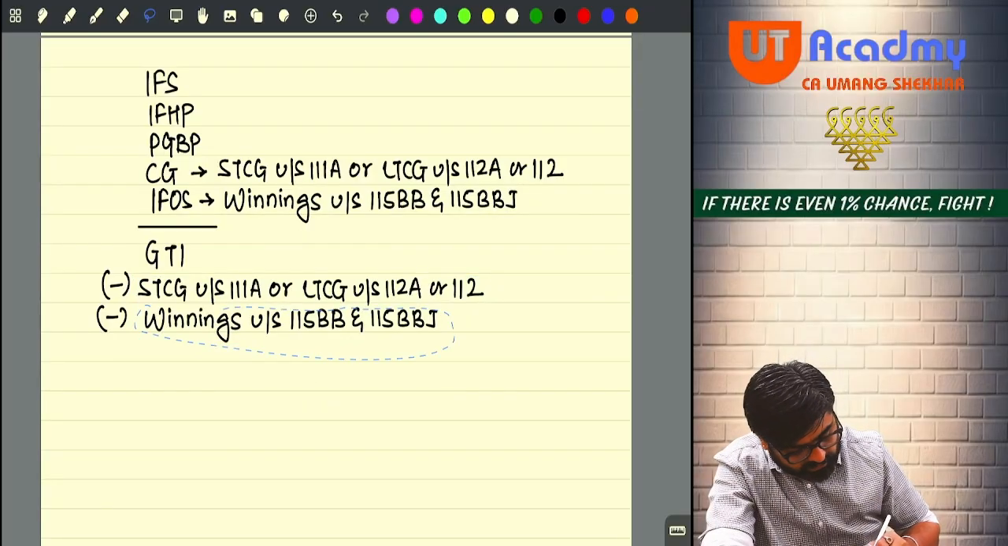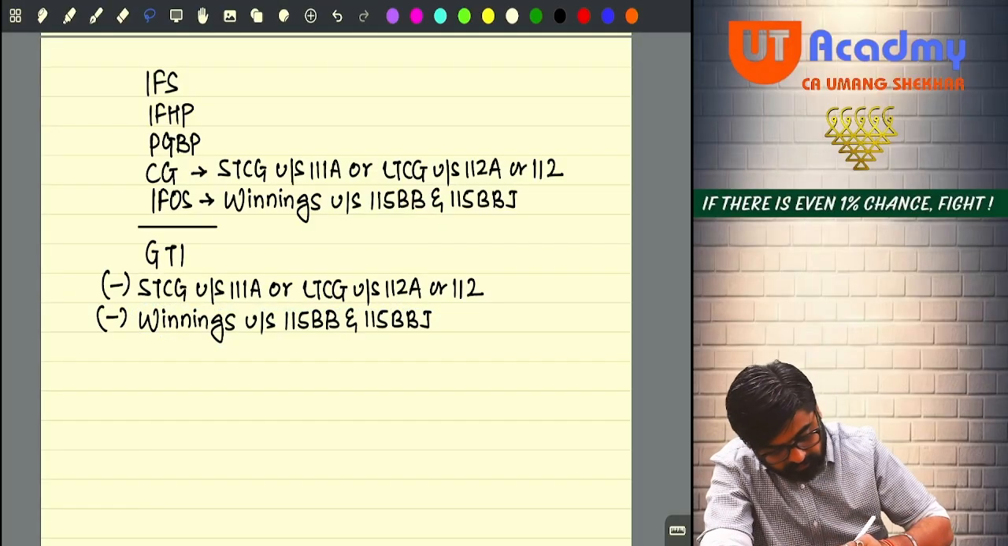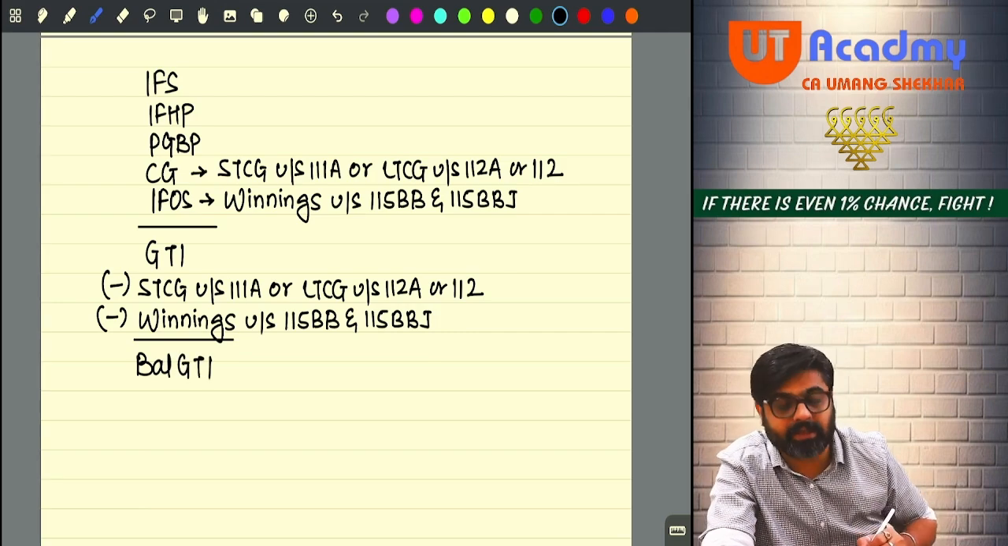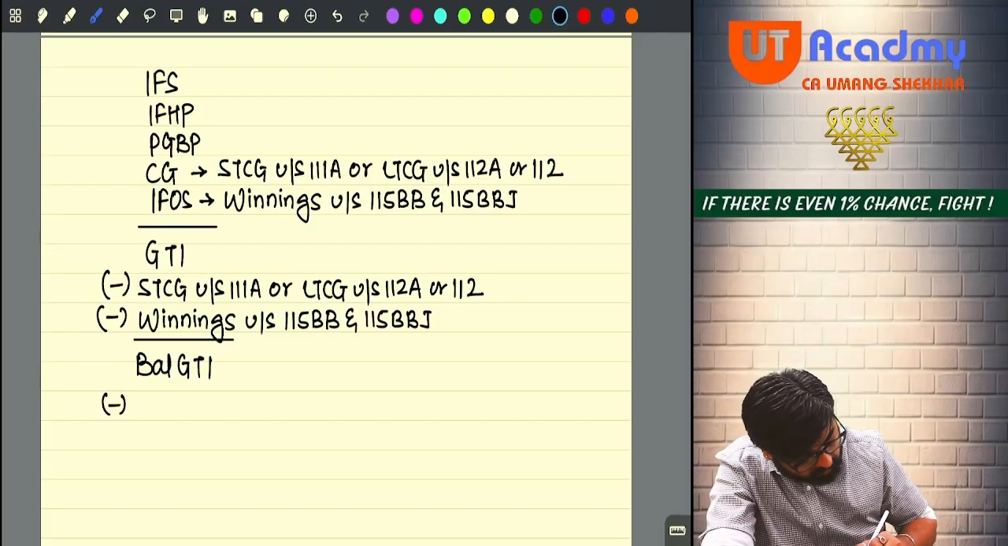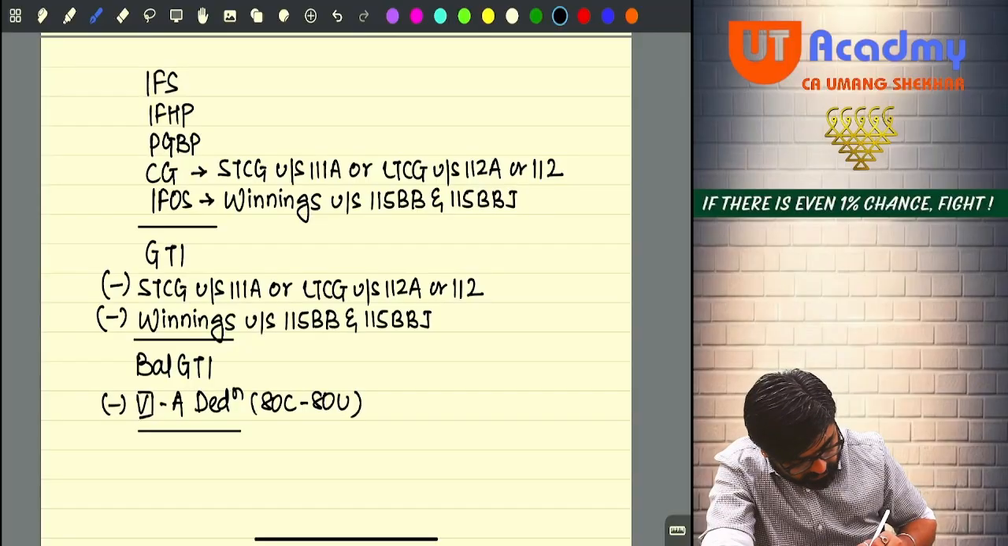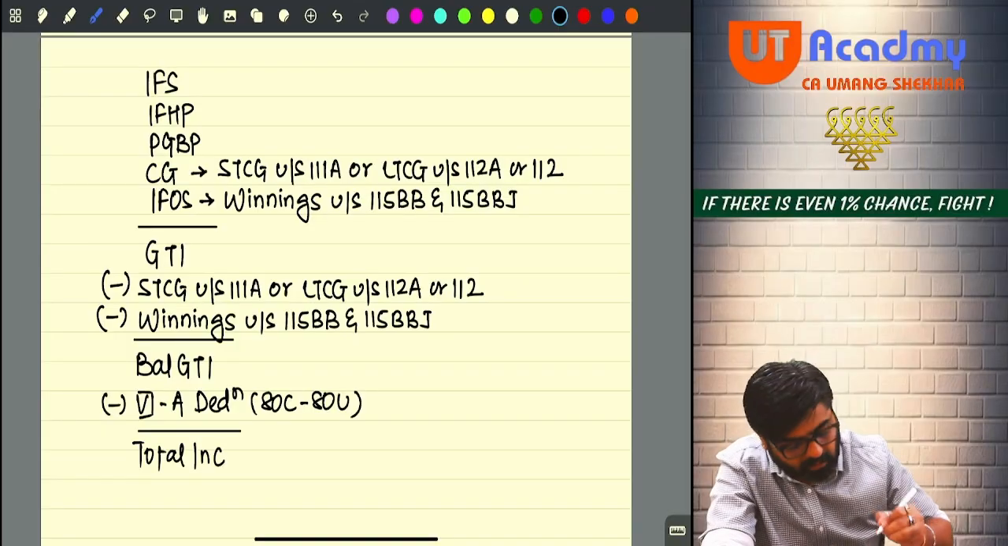So what will I get in that case, friends? I will be getting the balance GTI. From this balance GTI, I will be claiming Chapter 6A deductions starting from 80C to 80U. Then I am going to get what? My total income. But if I call that the total income, it will be wrong.